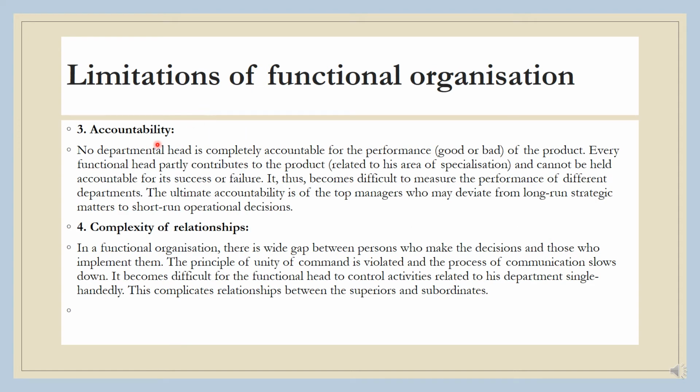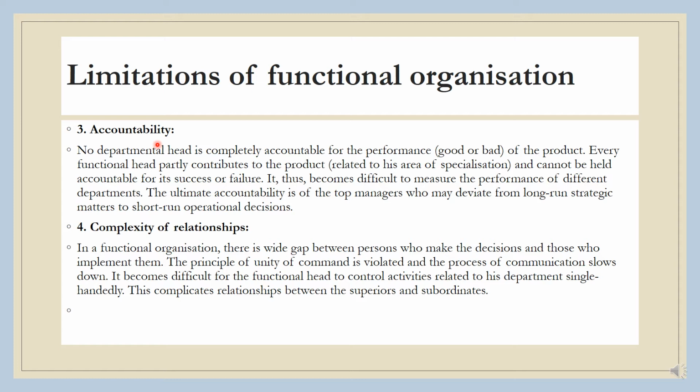Then accountability. Once there is one person who's accountable to many people, then it becomes a little blurred for the employees who are working there. So no departmental head is completely accountable for the performance of the product. Every functional head partly contributes to the product and cannot be held accountable for its success or failure. It thus becomes difficult to measure the performance of different departments. The ultimate accountability is of the top managers, who may deviate from long run strategic matters to short run operational decisions if there are certain problems that crop up.